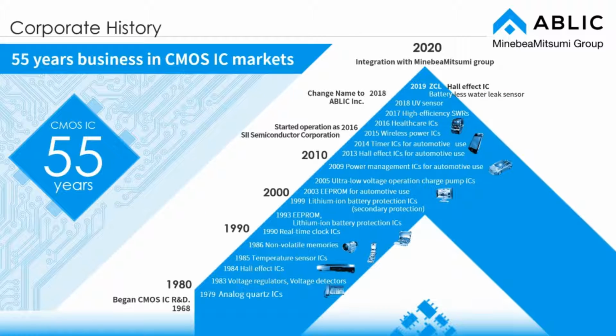We started R&D of CMOS ICs over 50 years ago, in 1968, as a division of a watch manufacturing company. We started out manufacturing analog quartz ICs for watches and have since developed and manufactured a variety of semiconductor products. We began offering products for the automotive market in the late 1990s, and in 2003, we began selling products specifically for automotive applications. Subsequently, the semiconductor division was spun off as an independent company and changed its name to ABLIC Incorporated in 2018, and in April of 2020, we became a member of the Minebea Group.